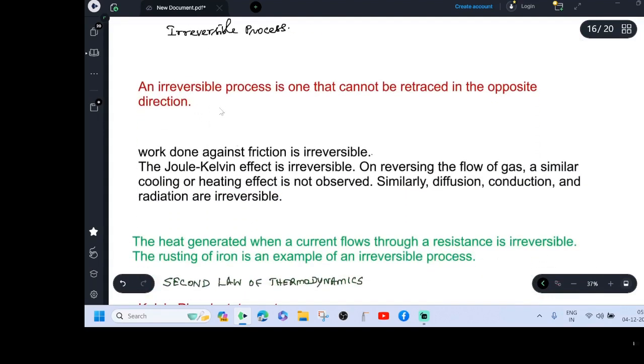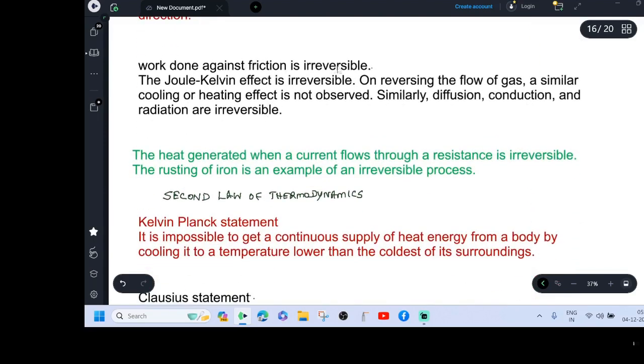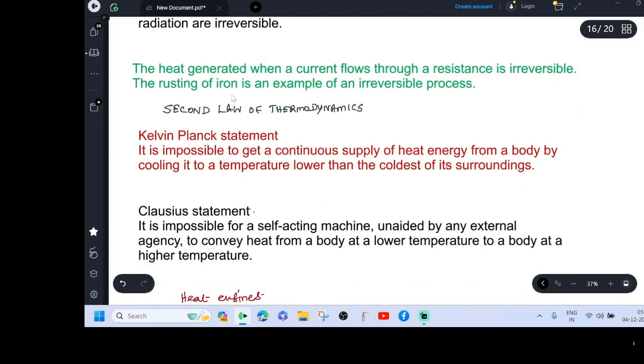Irreversible process. An irreversible process is one that cannot be retraced in the opposite direction. Work done against friction is irreversible. The Joule-Kelvin effect is irreversible. On reversing the flow of gas, similar cooling or heating effect is not observed. Similarly, diffusion, conduction, and radiation are irreversible. The heat generated when a current flows through a resistance is also irreversible. The rusting of iron is an example of an irreversible process.